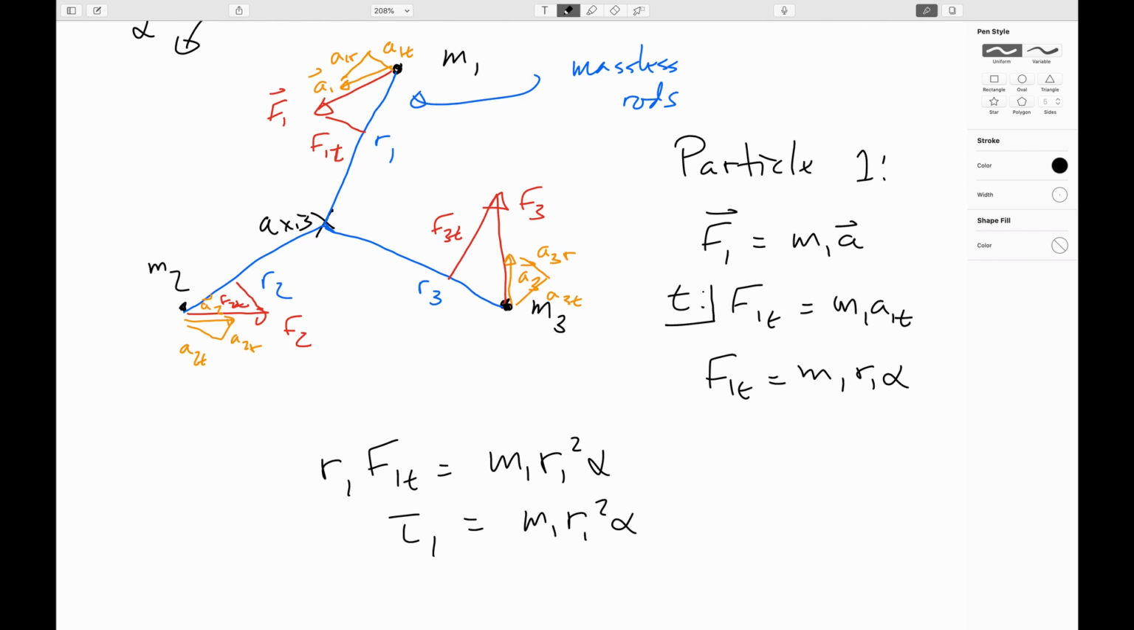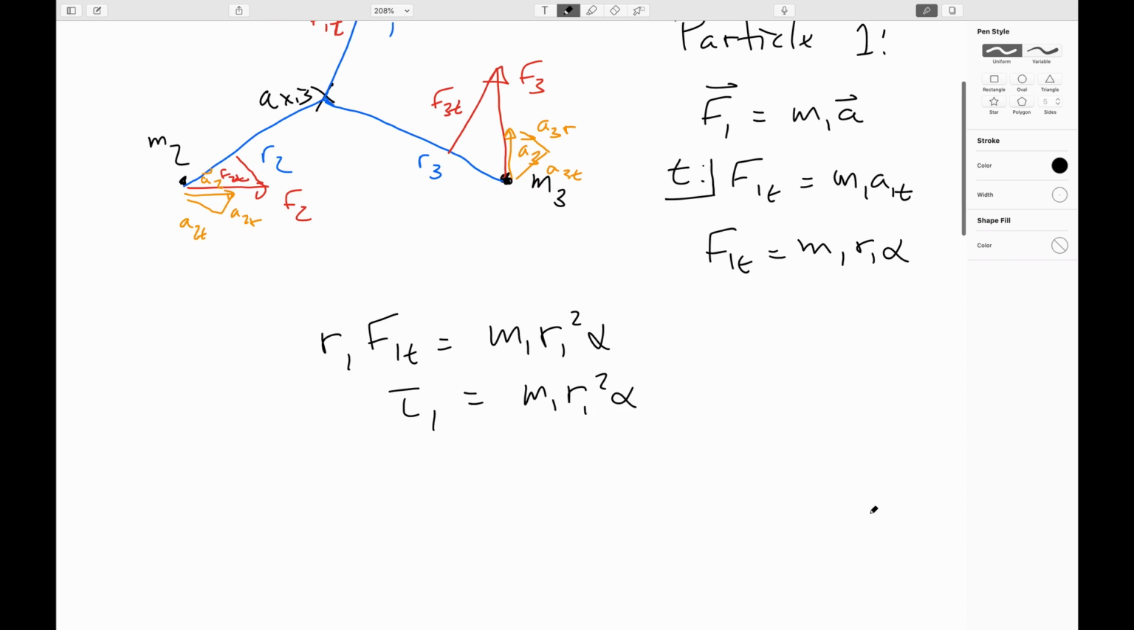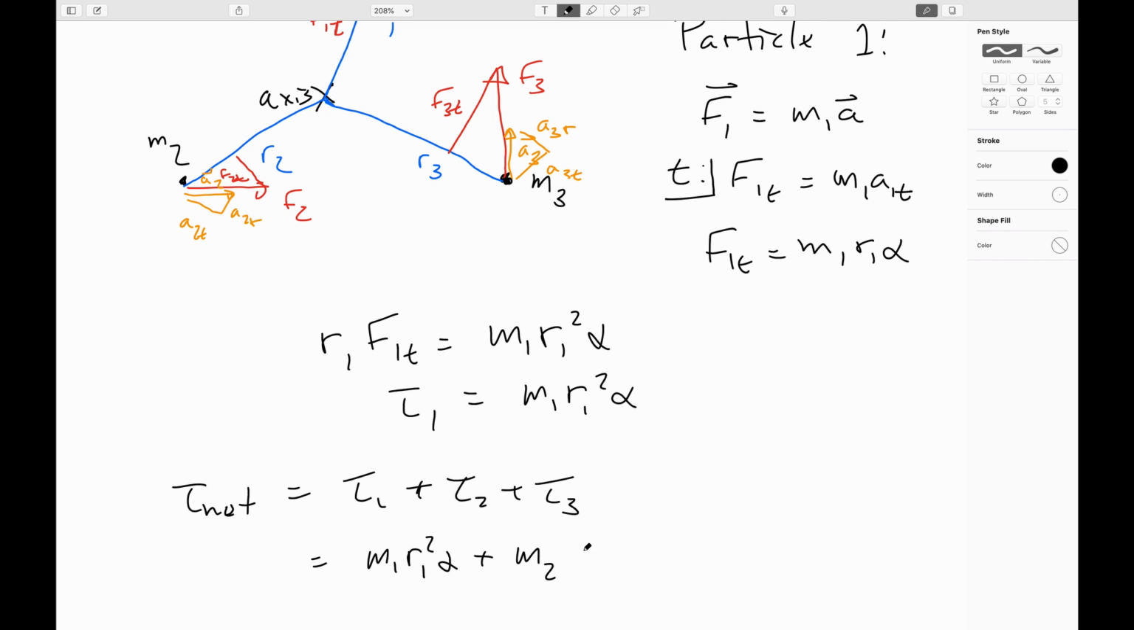So for our object, I had more than one force attempting to twist it. The net torque being applied to the object will be equal to tau 1 plus tau 2 plus tau 3. So this is M1 R1 squared alpha, and you can get tau 2 and tau 3 in a very similar way. So this will be M2 R2 squared alpha plus M3 R3 squared alpha, and so forth.